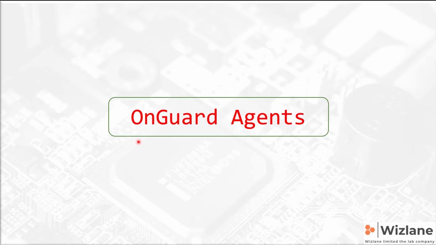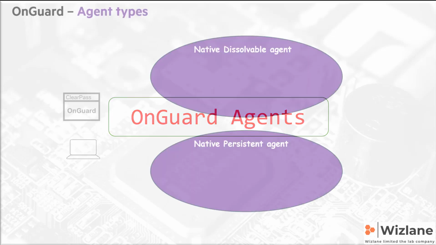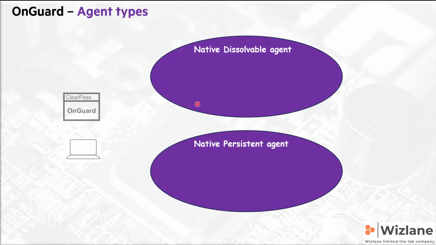So what are these agents? Where do we get them from? These are built into ClearPass. Obviously, we need a license for that. The license is consumed per MAC address of the authenticated client that has the agent running on it. So the agents can be mainly two types of agents: the dissolvable agent, which is non-persistent, and also the native persistent agent.